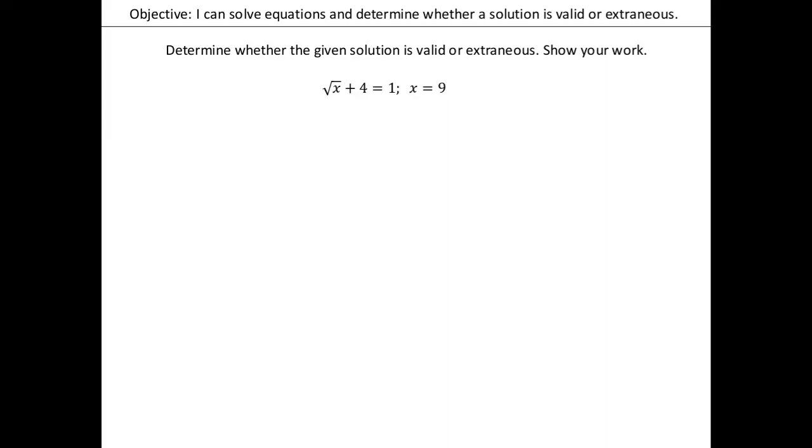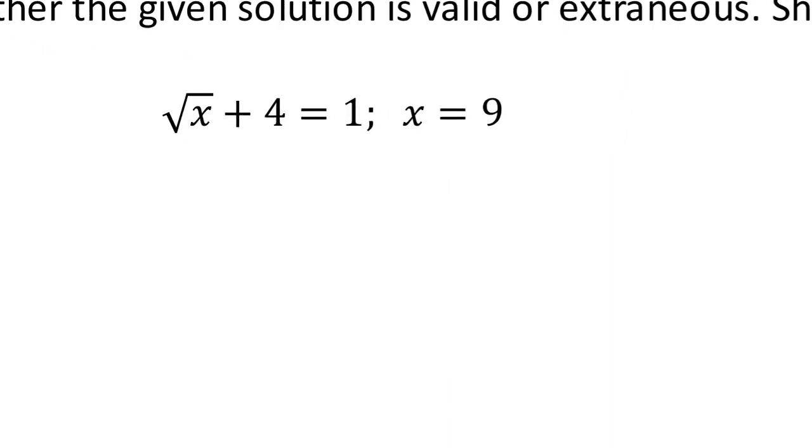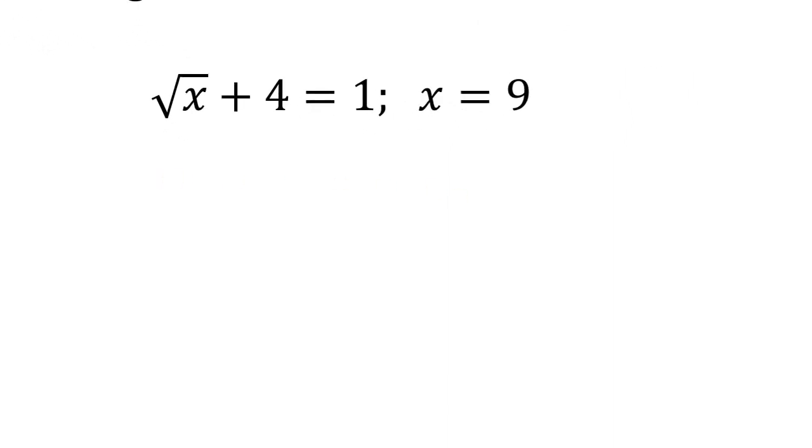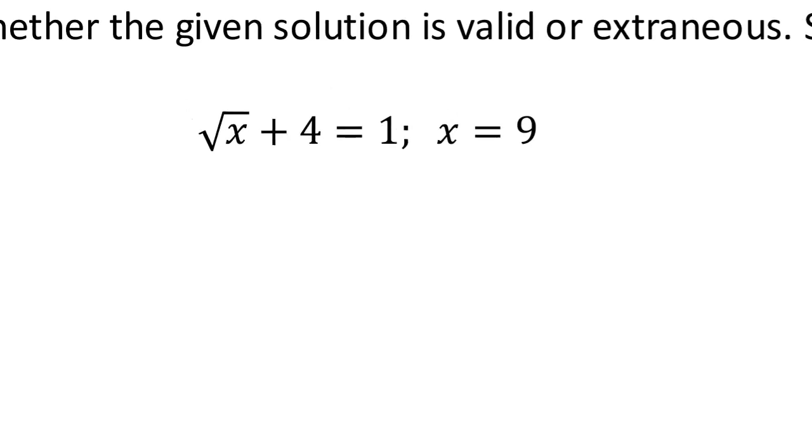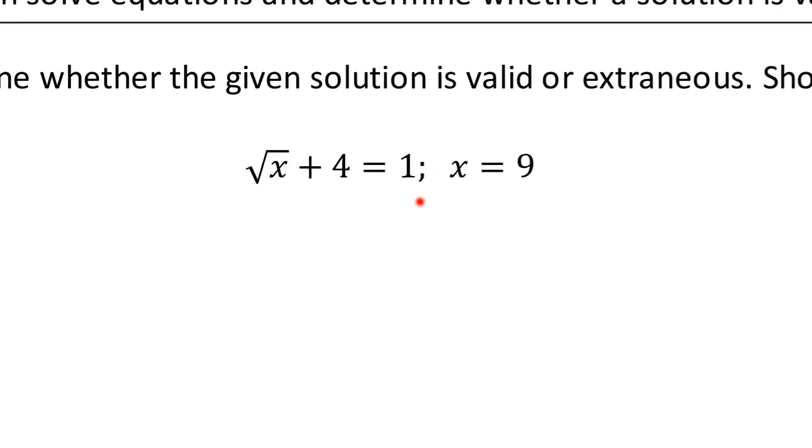So I'm going to do the first example with you guys. Go ahead and copy this one on your paper, please. You should be at the bottom boxes that says determine if it's valid or extraneous. You're copying this down on your paper. Square root of x plus 4 on the outside equals 1, with x equals 9.